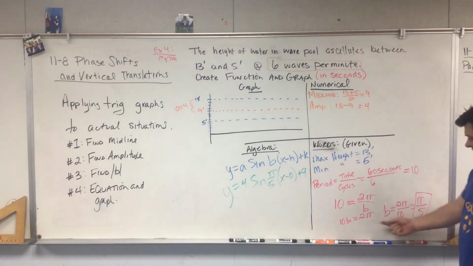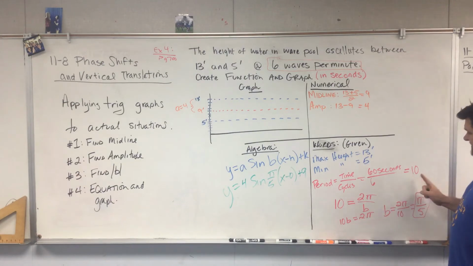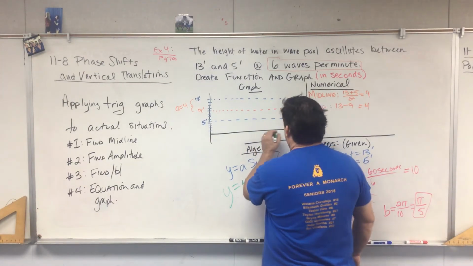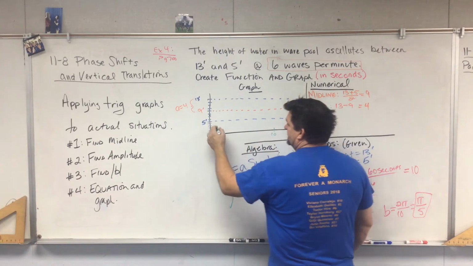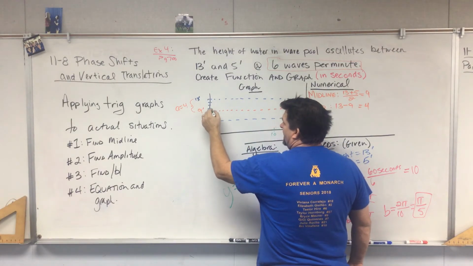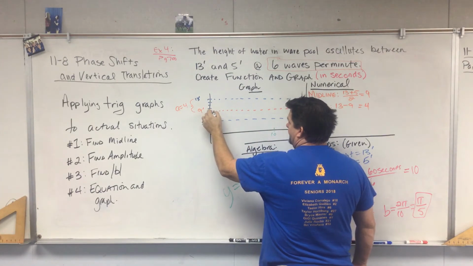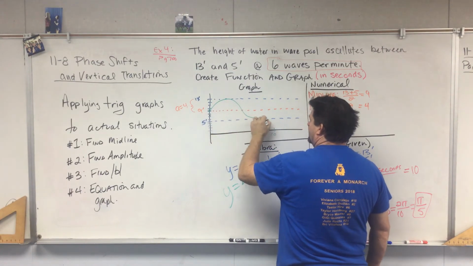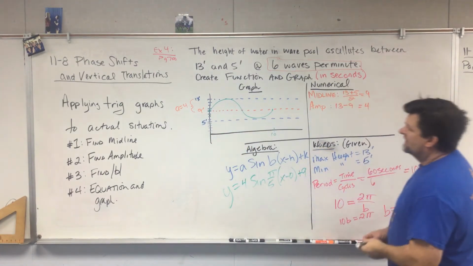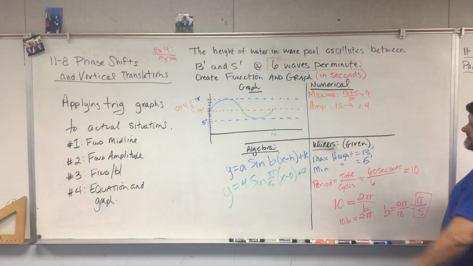It's how long? 10 seconds. So if I go out to 10 seconds, I start at 0 because it's a sine graph, and it looks something like that. There you guys go. That's how you graph those things.